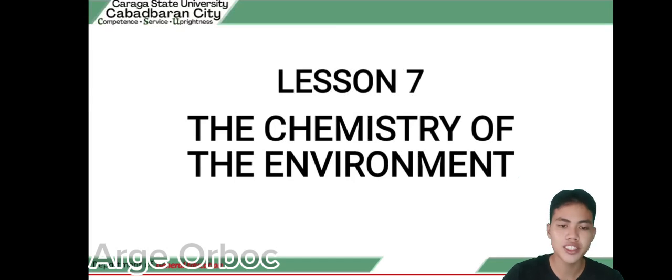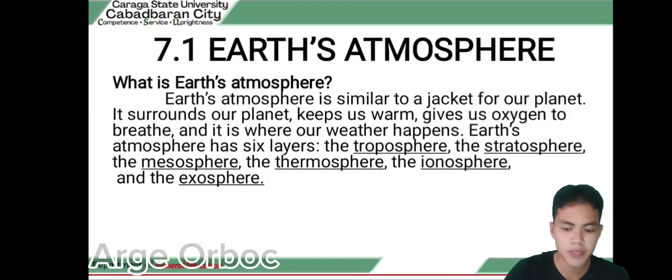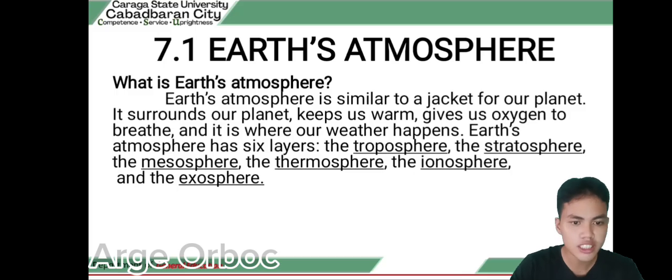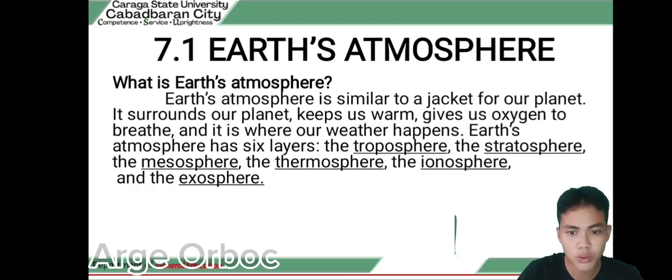Let's proceed to lesson 7, the chemistry of the environment. We will tackle the Earth's atmosphere. What is the Earth's atmosphere? The Earth's atmosphere is similar to a jacket for our planet. It surrounds our planet, keeps us warm, gives us oxygen to breathe, and it's where our weather happens.